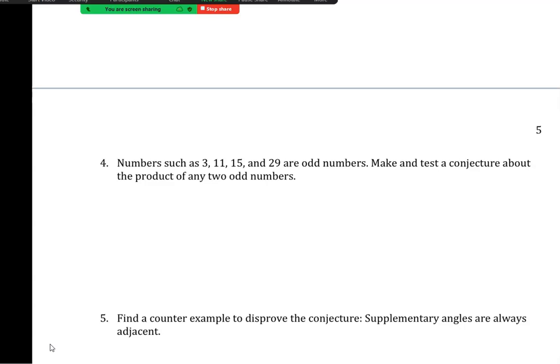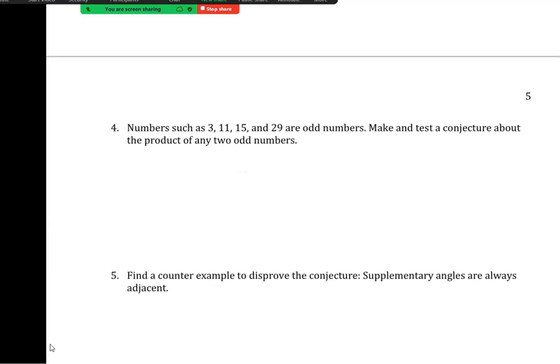Okay, numbers such as 3, 11, 15, and 29 are odd numbers. Make and test a conjecture about the product of any 2 odd numbers. Okay, so I'm going to keep them small. So 1 times 3, that product is 3. 3 times 5, that product is 15. Let's see. How about 3 times 7? They're both odd.